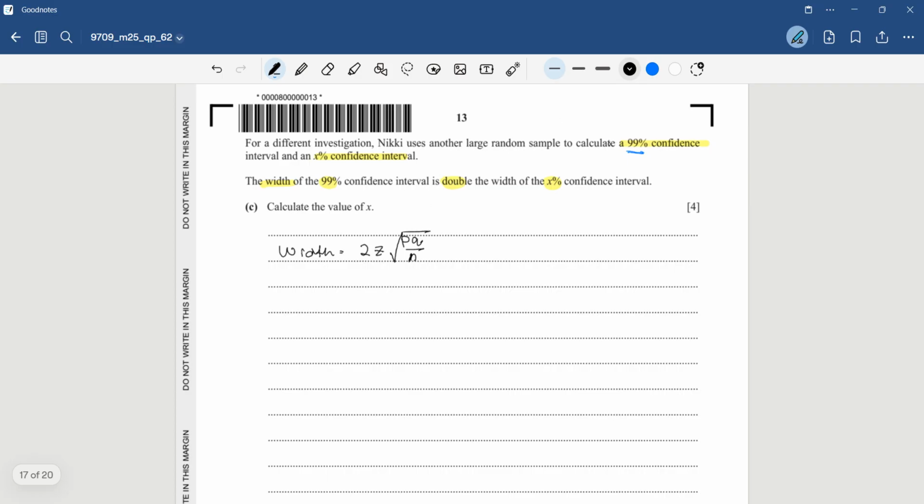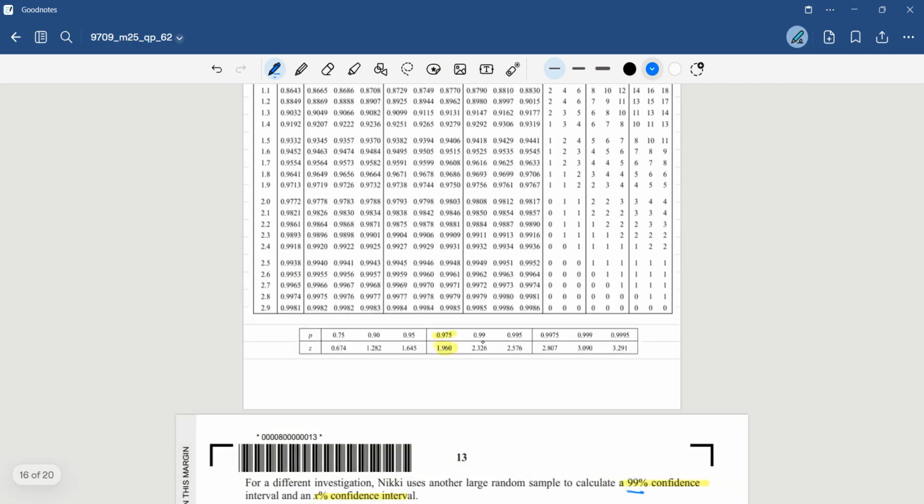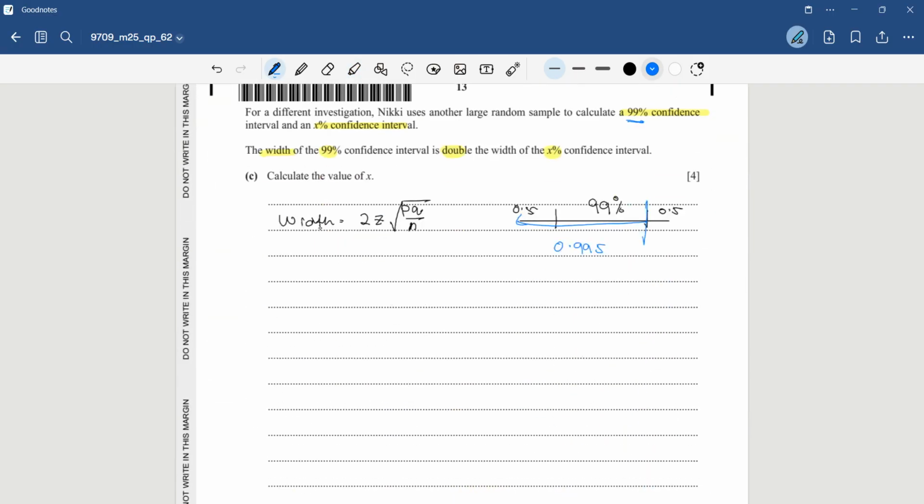So for 99%, so this will be 99%. So here and here will be 1%, so it's going to be 0.5 and 0.5. Okay, so I'm going to look for from here all the way down. So it's going to be 0.995. So I can go back here. 0.995 will be this here, 2.576. That's the z score.